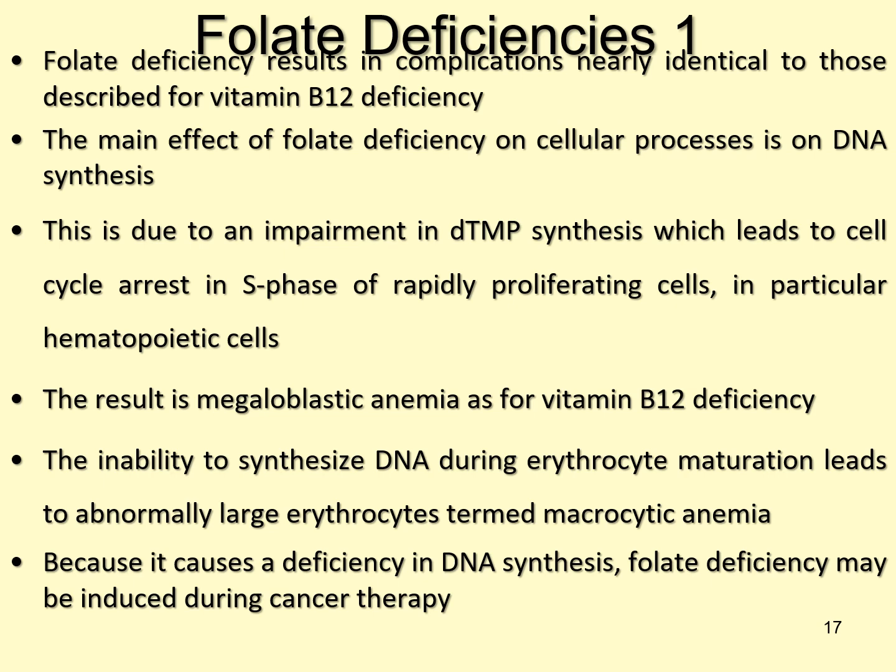The main effect of folate deficiency on cellular processes is on DNA synthesis, especially due to an impairment of dTMP synthesis, which leads to cell cycle arrest in S phase of the cell cycle, in rapidly proliferating cells, in particular hematopoietic cells. So the result is megaloblastic anemia, as for vitamin B12 deficiency. The inability to synthesize DNA during erythrocyte maturation leads to abnormally large erythrocytes, termed macrocytic anemia, because of the deficiency in DNA synthesis.